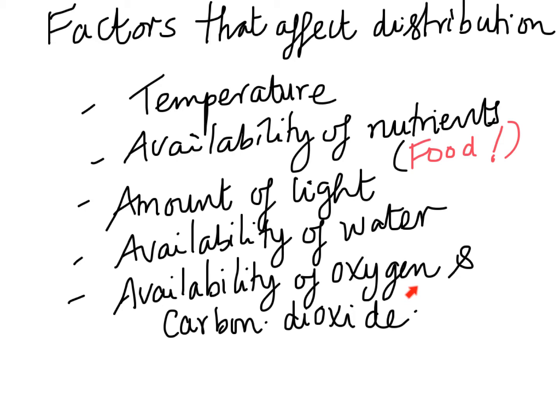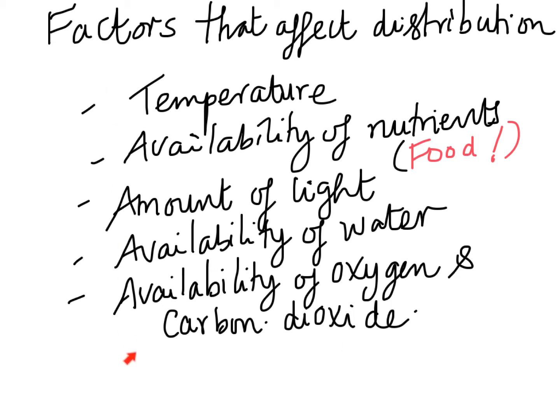Availability of oxygen, important for plants as well as animals. Plants also use oxygen for respiration. Animals use oxygen. Nearly all living things use oxygen for respiration. Carbon dioxide, very important for plants, not that important for animals, but plant distribution can be affected by the availability of carbon dioxide.